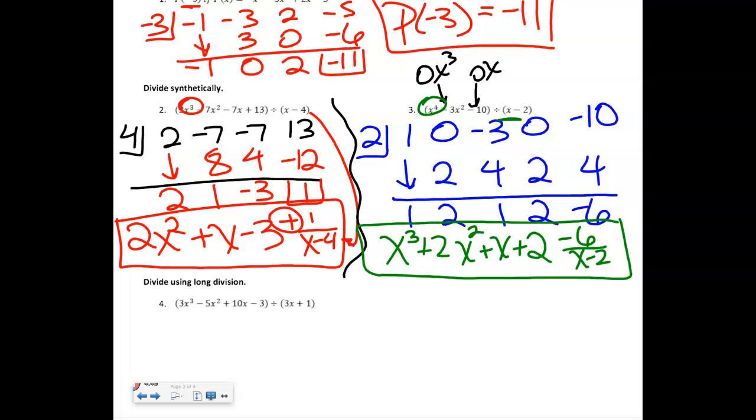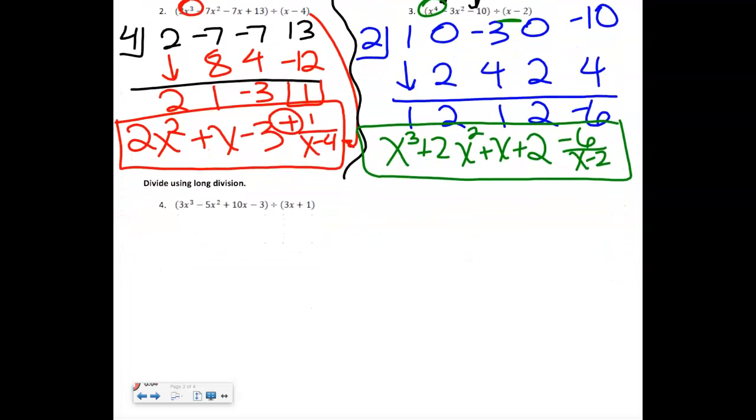Tomorrow, can you synthetically divide on your test? We see the difference between these two and how we had to start them. Okay. All right, we have our first problem without synthetic division. This is one of two. This one we're going to use long division.